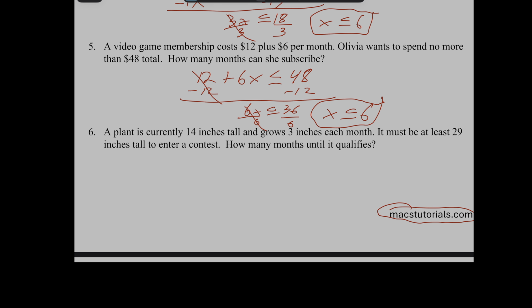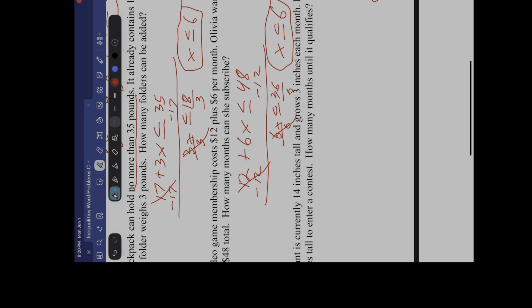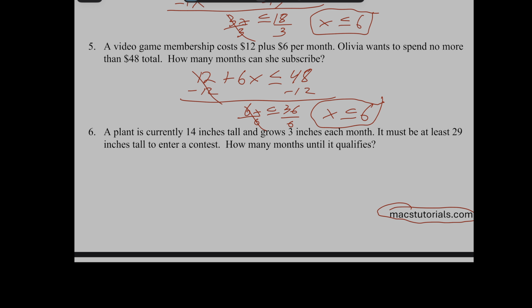Okay. All right, let's look at number 6. A plant is currently 14 inches tall, and it grows 3 inches every month. It must be at least 29 inches to enter the contest. So that's a big one to know. Okay, so it's already 14. You can't change that, and it's going to grow. So we're going to add 3 inches for every month.